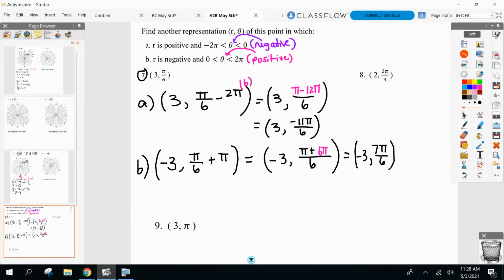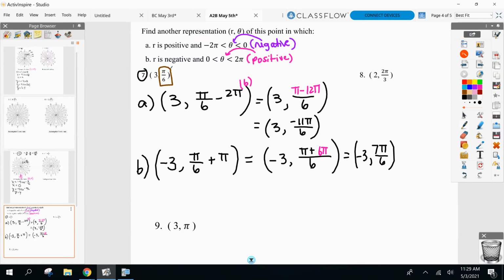Last thing before I move on. Notice how at the beginning your angle was in radians. That means I'm looking for your answer to be in radians. If your answer is in degrees, you will not get any credit. Okay? You will not get any credit if your answer is in degrees and it started in radians.